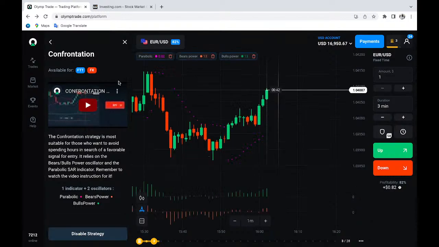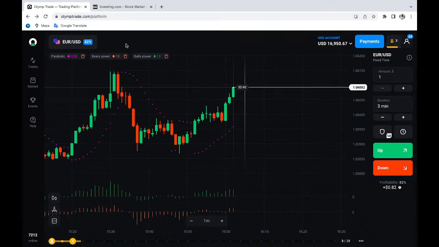Once you enable this strategy, you will get three components of it. First is the parabolic SAR, and second are the bear power and bull power oscillators. This strategy is based on the bull and bear power oscillator, which we are using here with the 13 period, invented by Dr. Alexander Elder, and the parabolic SAR, which we are using with a step of 0.02.